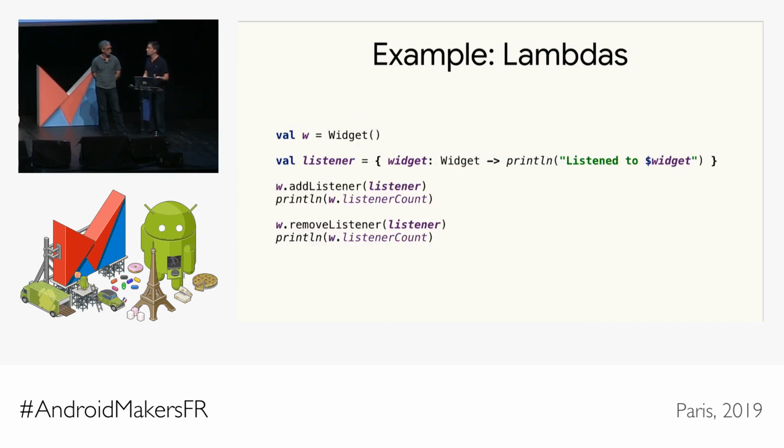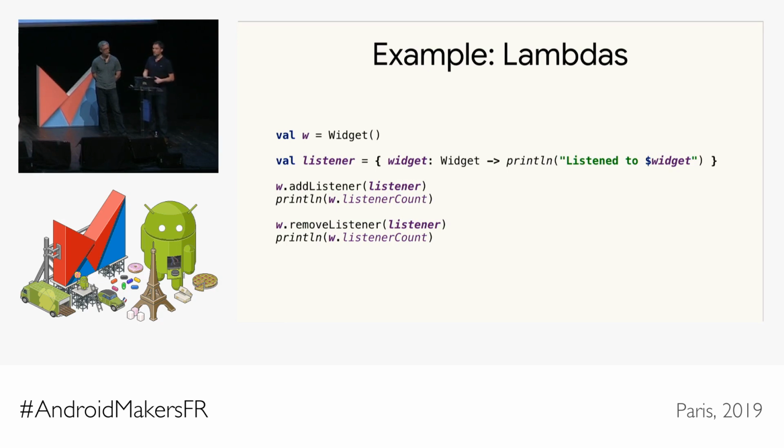Here we create an instance of our widget. Then we declare our listener as a lambda in Kotlin, and we take a widget as a parameter, and we just want to let type inference do its job. When we call add listener, Kotlin will see that this matches the signature of the listener in the widget, and it will just work. Unfortunately, when we call add listener and we print the number of listeners, we're going to see that we have one listener.